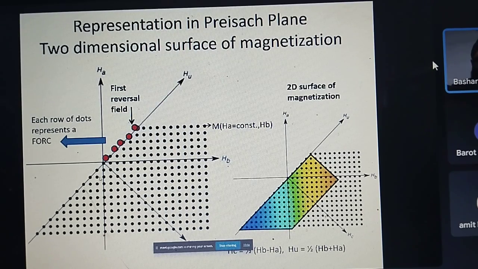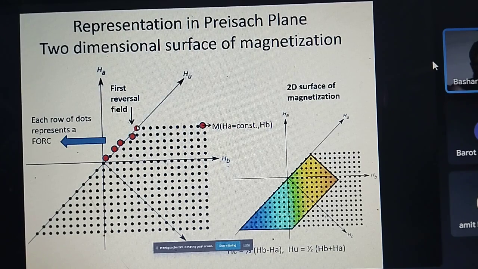Once we reverse the magnetic field, for example, let's suppose we saturate a sample at 2000 oersteds, and then we start reversing the field, and then we come back to, say, minus 1000 oersteds. At this minus 1000 oersteds, we stop and start increasing the magnetic field again in the forward direction. So this is our first reversal field. Let's suppose it is minus 1000. Then we do steps and increase the external magnetic field and note down the magnetization.